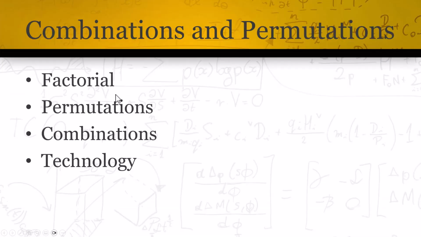First we're going to introduce the idea of the factorial, and we're going to use that to describe permutations, i.e. the number of ways that you can arrange or order a subset of objects from a collection of objects. And in a subsequent video, we will talk about combinations. And through this, we will show you how technology, namely your calculator, can compute these for you.